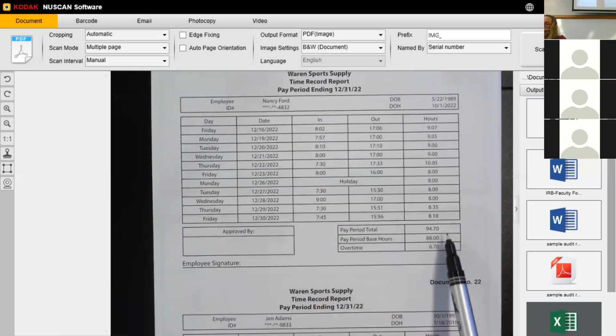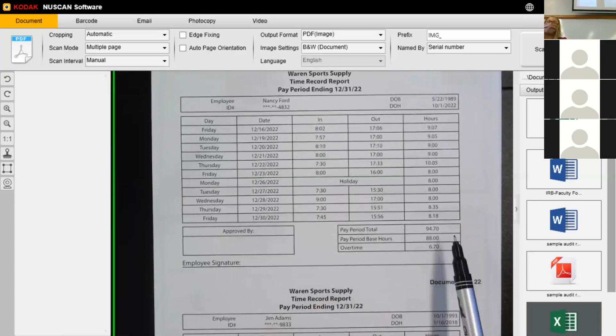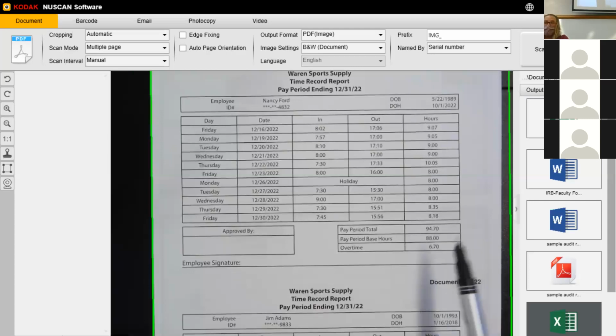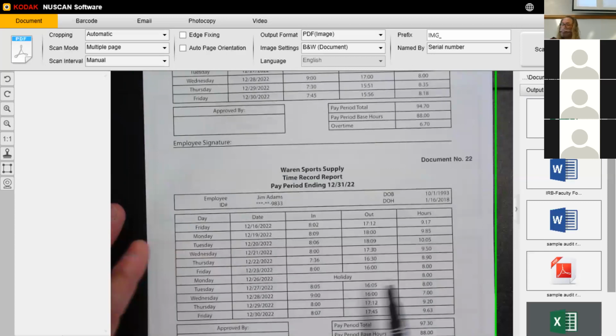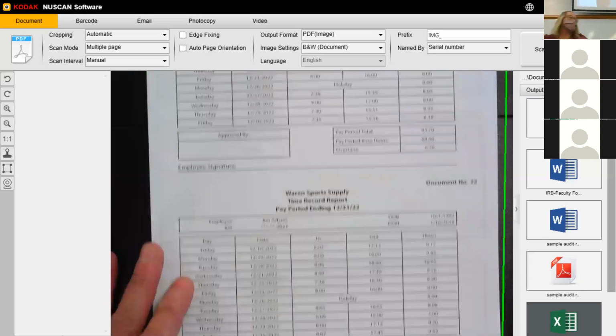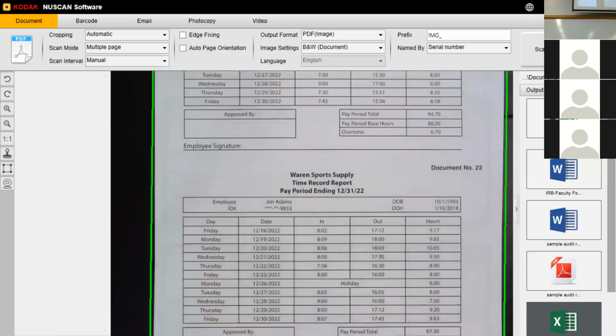94.7 hours. Her pay period was based on 11 working days because they're paid twice a month. So there were 88 hours at her normal rate. She earned an additional 6.7 hours of overtime. Here is Jim's pay card. He also, same length of pay period, also eligible for 88 hours of work time. He completed 9.3 hours of overtime. So let's take a look at what that process is.